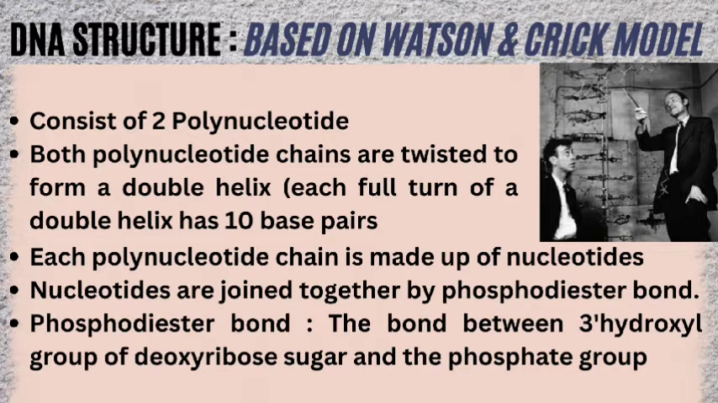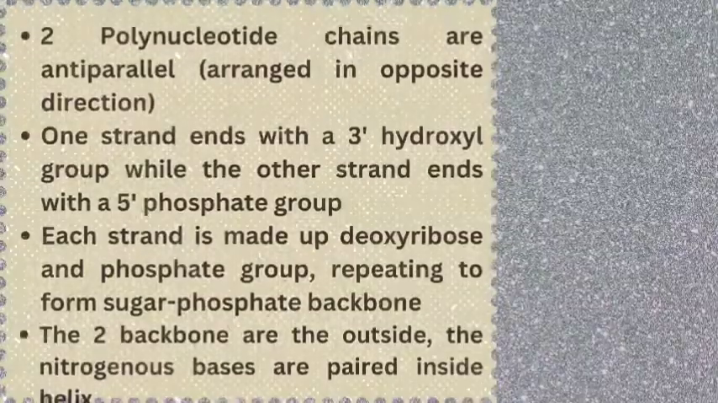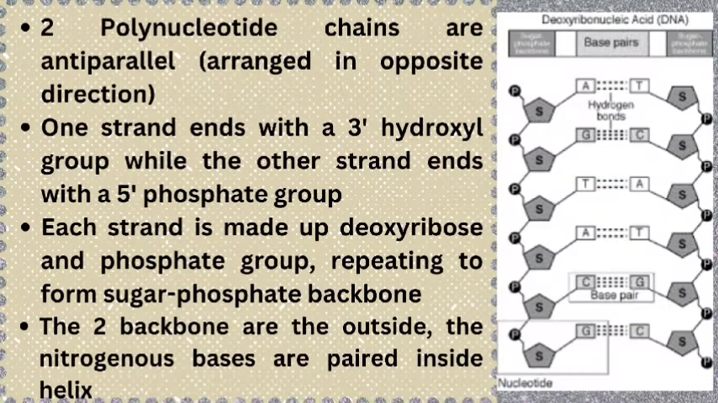Nucleotides are joined together by a phosphodiester bond. Phosphodiester bond means the bond between the 3-hydroxyl group of deoxyribose sugar and the phosphate group. Two polynucleotide chains are antiparallel, arranged in opposite directions. One strand ends with a 3-hydroxyl group, while the other strand ends with a 5-phosphate group.